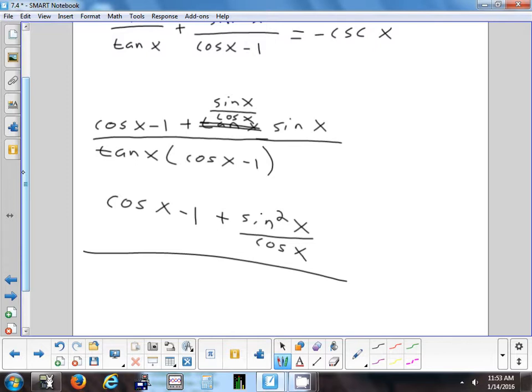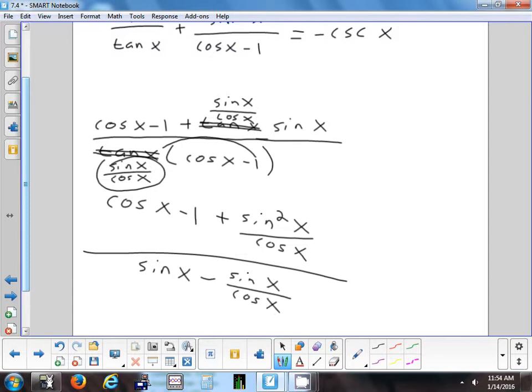Now, in the bottom, we do get something that cancels. This becomes sine over cosine. And when you multiply sine over cosine times cosine, what happens? Cosines cancel, which is nice. But then when I multiply this times negative 1, nothing cancels. It's just minus sine over cosine. All right.